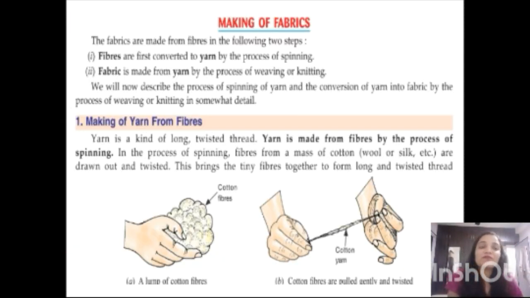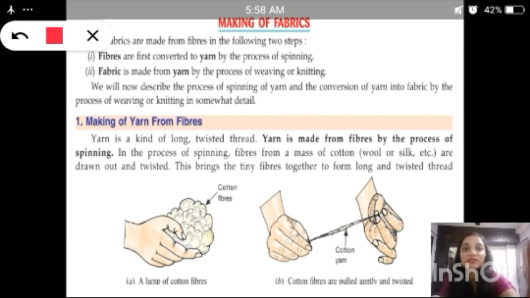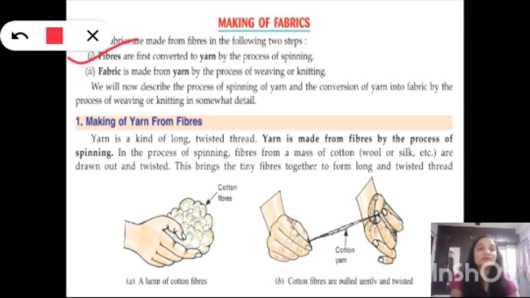Next is making of fabric. How can we make fabric from the particular fiber? There are two steps to make fabric. The first step is that fibers are converted into yarns, as we have seen, and the second is that fabric is made from yarn. The first is the step of making yarn from fiber.